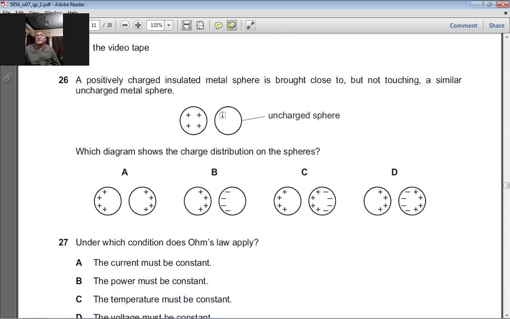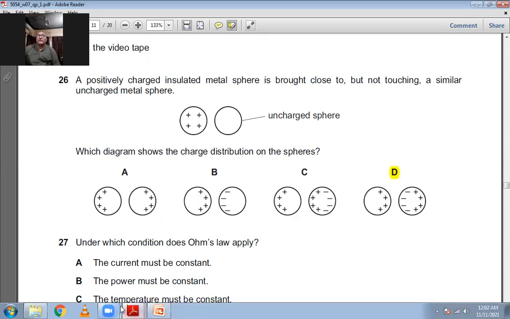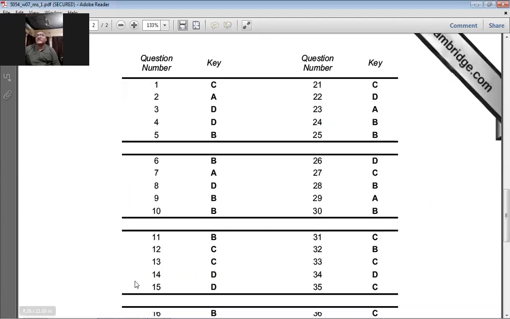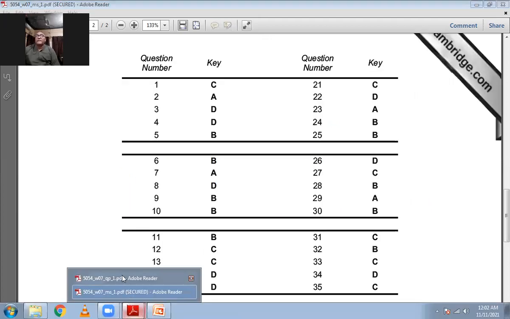When you bring them close, due to the presence of the charged sphere, this is called electrostatic induction. Here the charged particles will be disturbed. The free electrons will accumulate here, so this side will become negative and this side will become positive. So I think D is the best option. Question number 26, D is the right option.